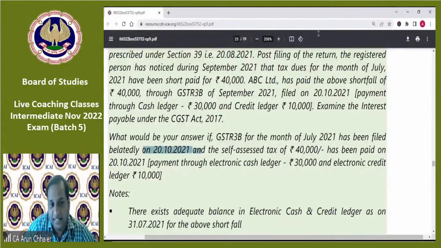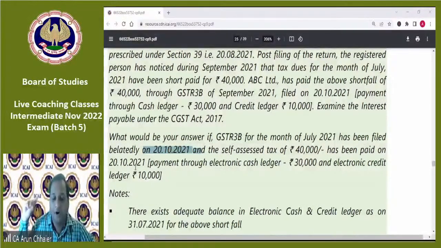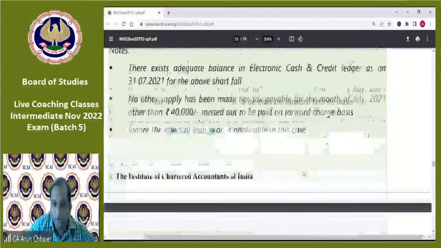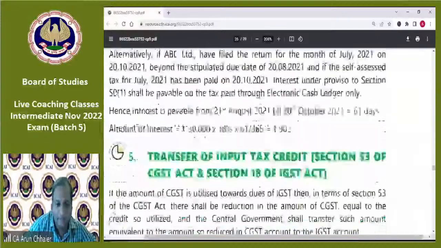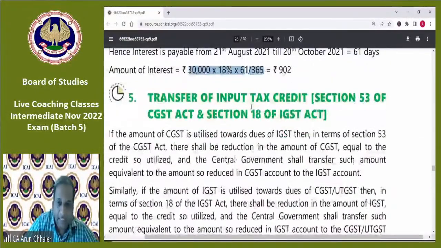Yes, because this time I can say the liability is for July, you have added it in July, but you are filing on 20th of October. The first point, the liability which is being paid in cash, 30,000 multiplied by the number of days, that is 61, at 18%. Transfer of the... Akash, is that point clear? I think Akash has asked what is the treatment.